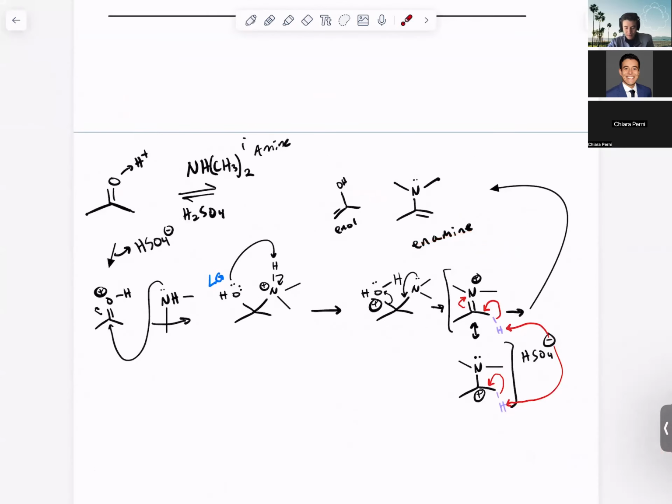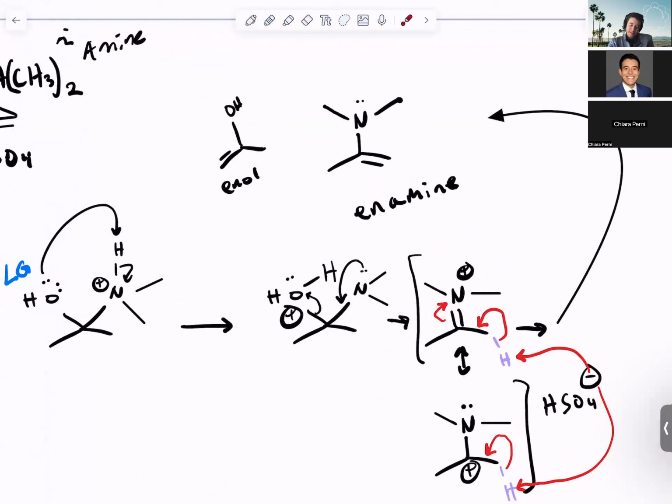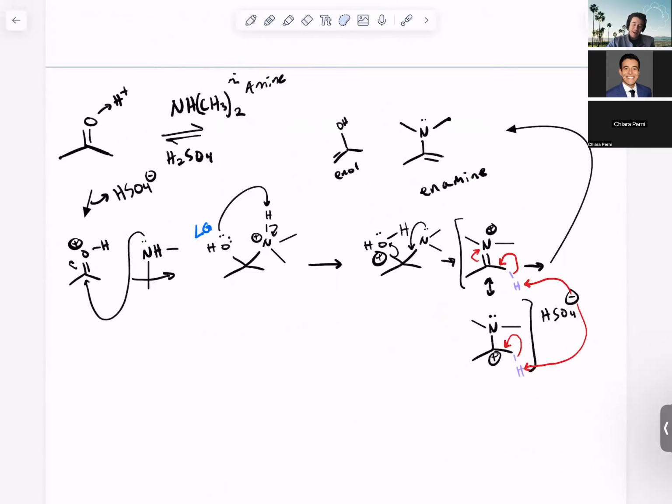Where does it matter where we grab the H from? If the carbon chains on either side of the double bonded N looked different, does it matter which one we grab? Great question. The answer is that the more acidic proton that you can find will be the side that you want to attack.